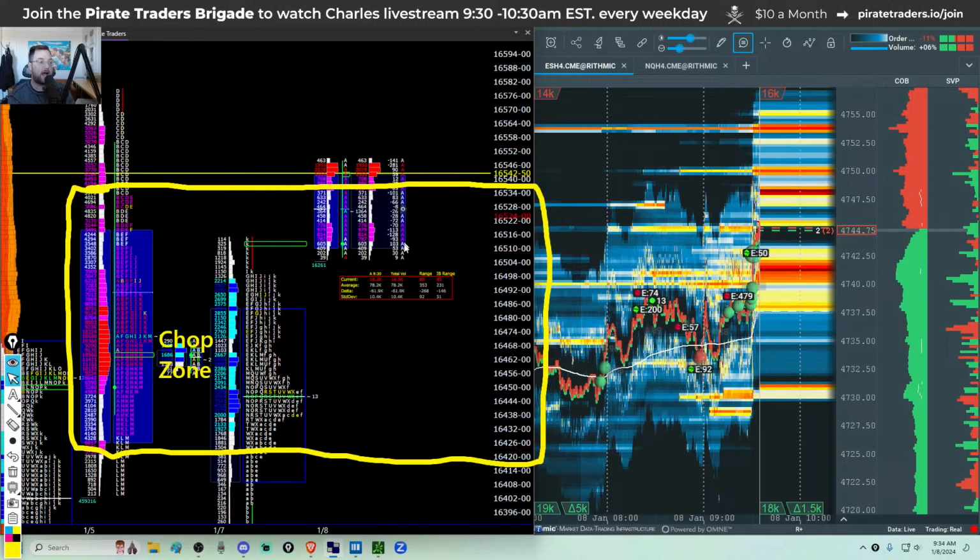Now, if they pull back through the opening price at this point, if they pull back through 16.512, well, then you're just going to get chop inside yesterday's range. Okay? It's a chop zone. I think it's going to be a very choppy morning for the Q.